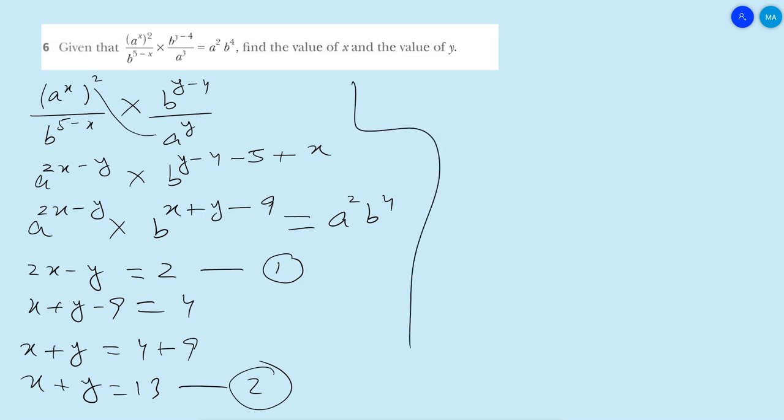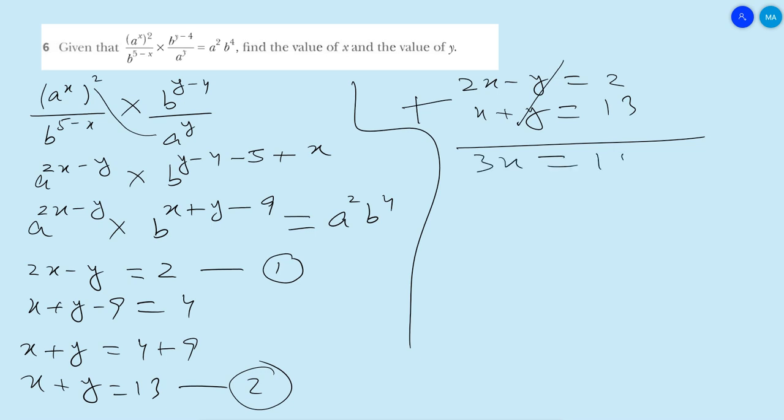So we have two simultaneous equations. Equation number 1 is 2x minus y is equal to 2, and equation number 2 is x plus y is equal to 13. Apply the method of elimination. If you add these two equations, y cancels y, 2x plus x is 3x, 13 plus 2 is 15. 3 5s are 15, x is equal to 5.